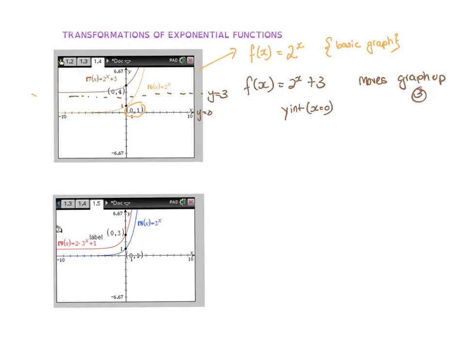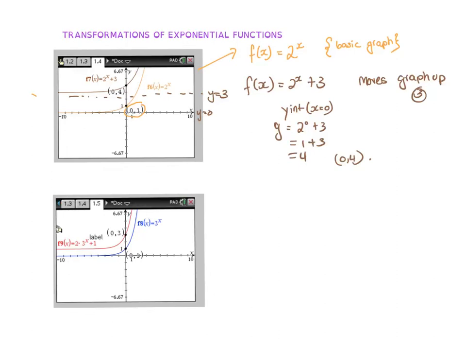And for the new y-intercept, the y-intercept is when x equals 0. So if you pop that into your formula, y would equal 2 to the power of 0 plus 3. Anything to the power of 0 is 1, so you get 4. So you can see the y-intercept is (0, 4) as well. That's a vertical transformation, so we're moving up. Obviously, if you have a minus, you move it down.